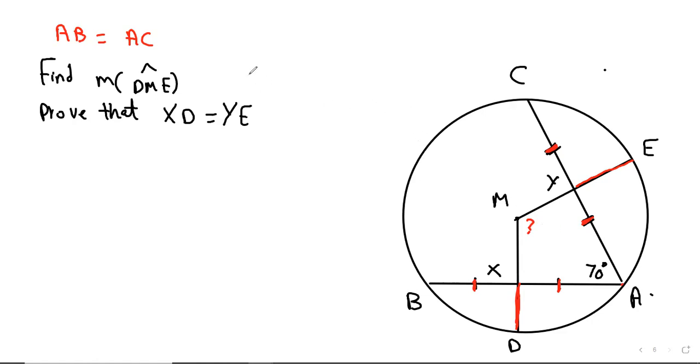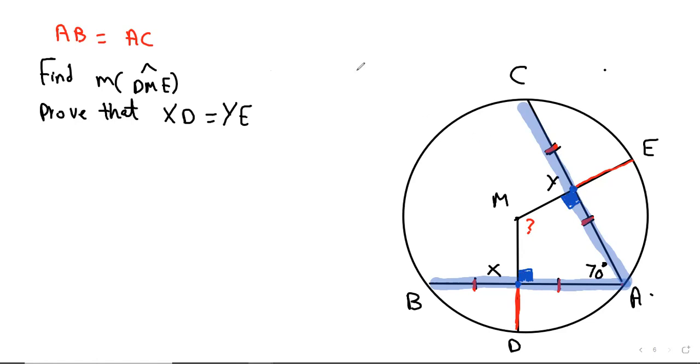So firstly, we have two chords equal in length. This chord here is equal in length, AB equals AC. They are two equal chords in the figure. And because Y is the midpoint of AC, MY is perpendicular to AC. And because X is the midpoint of AB, MX is perpendicular to AB. So here we have equal chords, and this MY in this case is a distance.